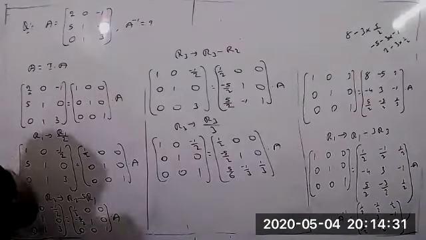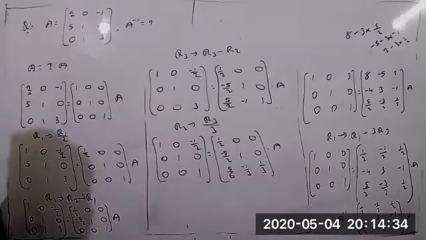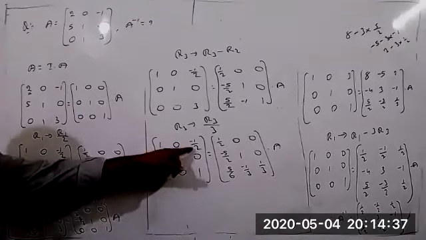And one more element is left now. So minus 1 by 2, we have to convert into 0 now. We have to convert it into 0. So taking the remaining is not possible.